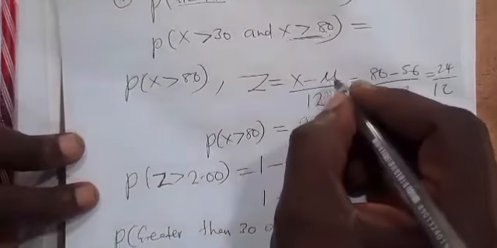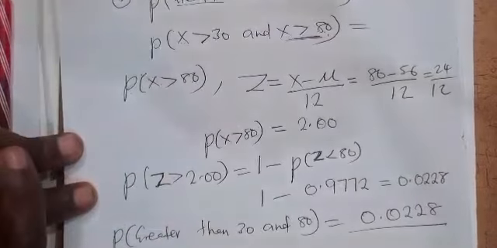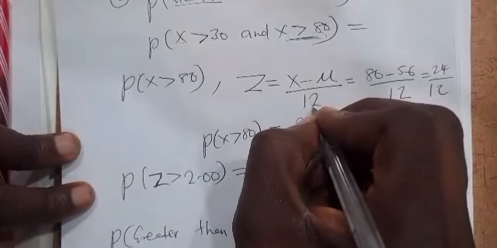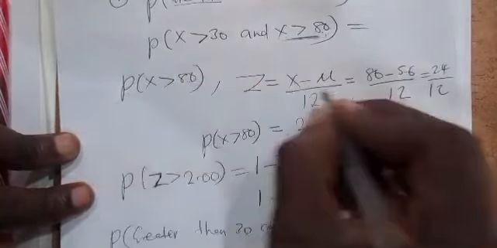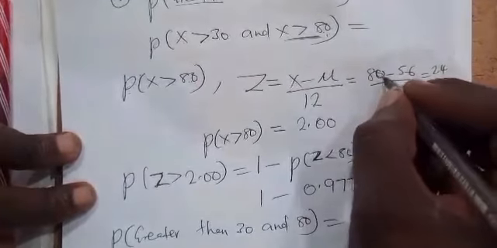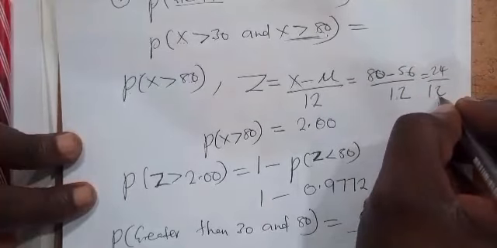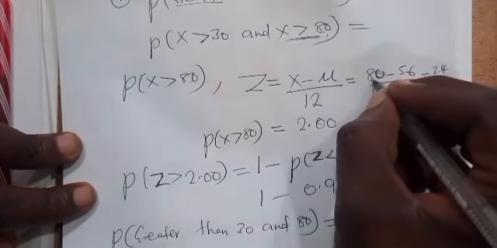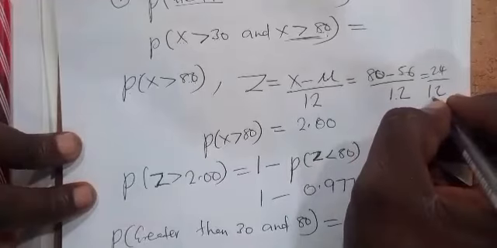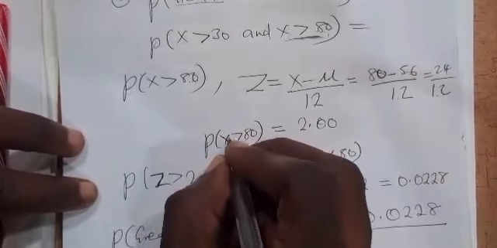So the z score is x minus mean divided by what? Standard deviation. Now, given the first information, the standard deviation you have is 12. X, you are going to use 80. You pick the bigger number. 80 minus the mean, 56, over 12. When you compute this, 80 minus 56, you're going to have 24, divided by 12, the standard deviation. When divided, it will give us 2. That's the probability of x greater than 80.